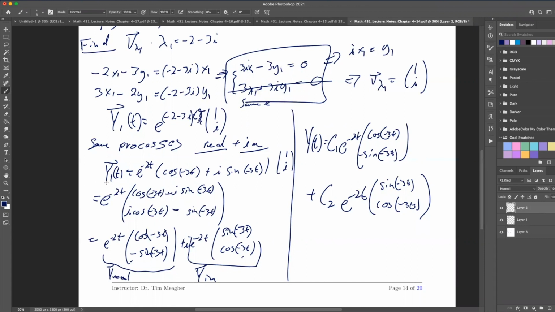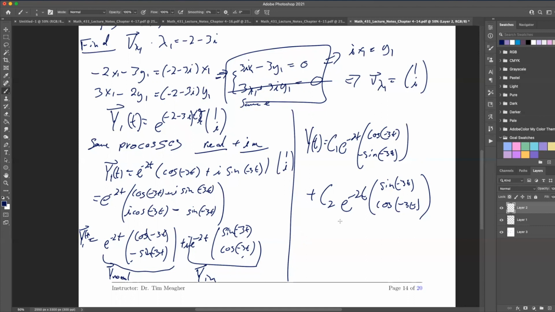I have y1 of t is equal to e to the minus 2t. So here, this is still y1 of t, right? At this point, I'm still y1 of t. This is the real part of y1 of t. This is the imaginary part of y1 of t. And so when I make my solution, got you.